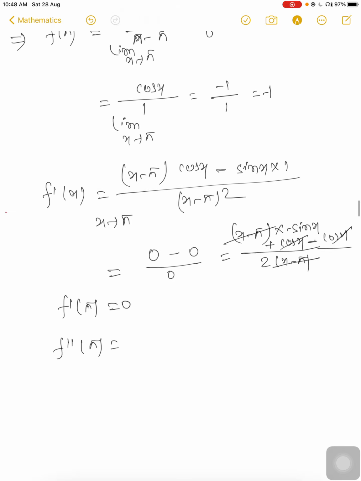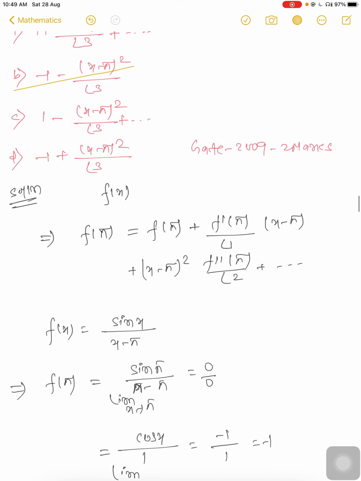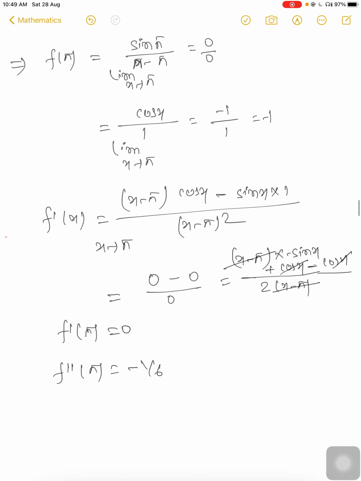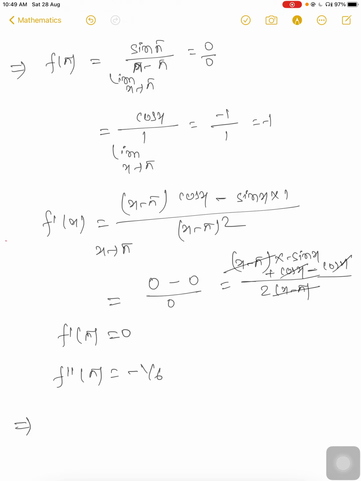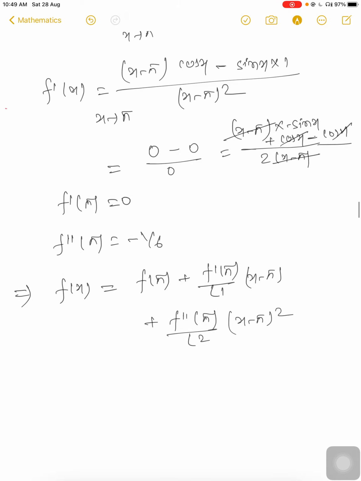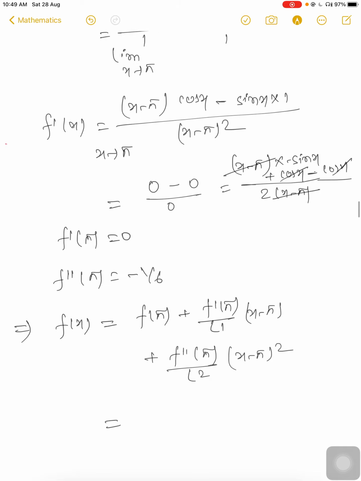Similarly you can find f double dash pi and you will get minus 1 by 6. In the options, up to 2 terms is given, so that's why I have found only 2 terms. Put it in the formula, then f(x) is f(pi) plus f dash pi upon factorial 1 into x minus pi plus f double dash pi upon factorial 2 into x minus pi whole square.